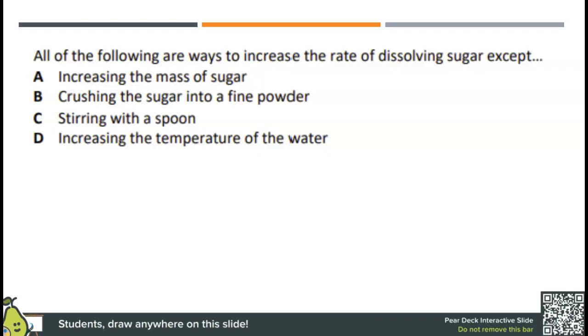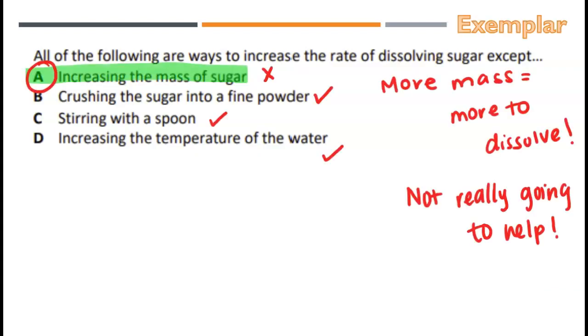All of the following are ways to increase the rate of dissolving sugar, except, go ahead and pause. Remember the 3 things: heat it, crush it, stir it. So, increasing the mass of sugar? No, why would we want to make more of it if we want to dissolve it? No, so A is the answer.